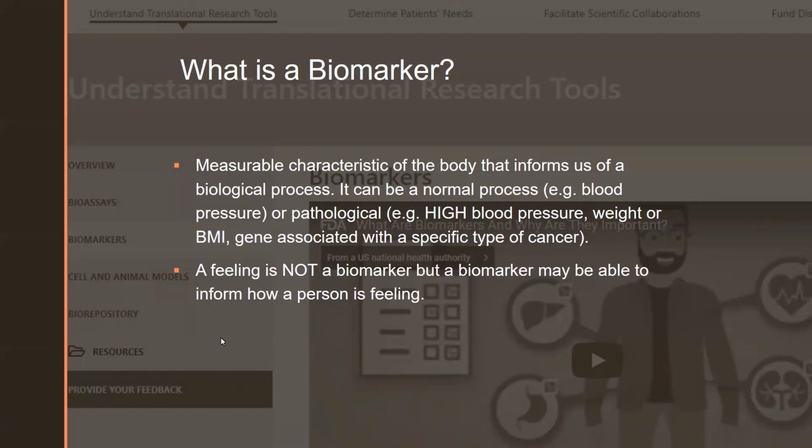But a biomarker is basically a measurable characteristic of the body that informs us of a biological process. So it can be a normal process, such as just what your blood pressure is. It can be a pathology, such as high blood pressure, high BMI, or a gene associated with a specific type of cancer or disease. A biomarker is not a feeling, it's not an emotion, it's not something that can tell us how a person is doing. It is a marker that is associated with a measurable biological process.